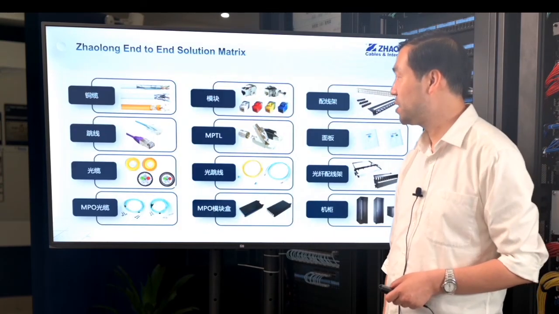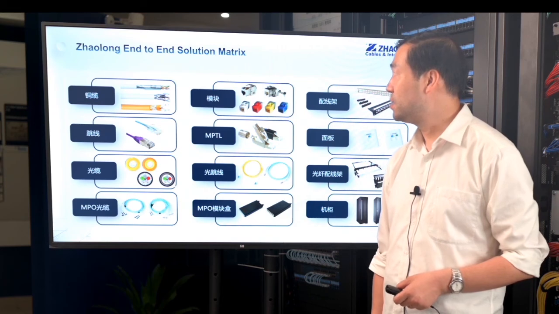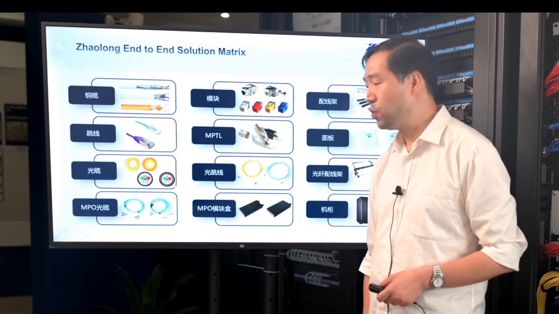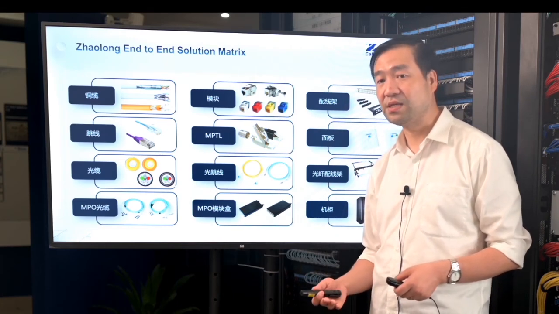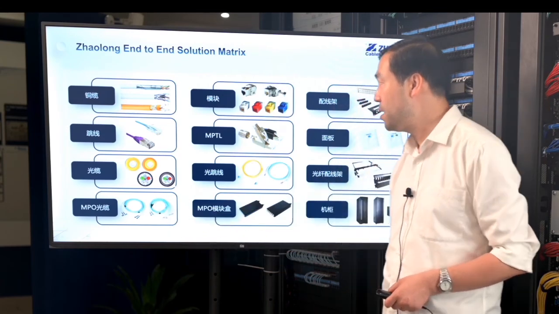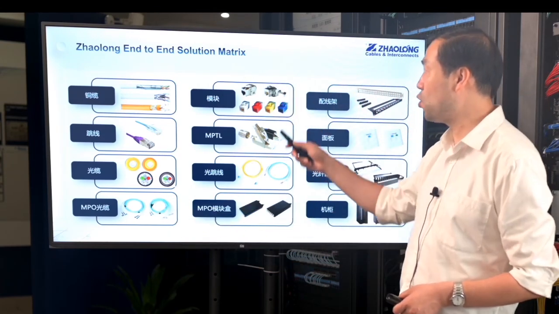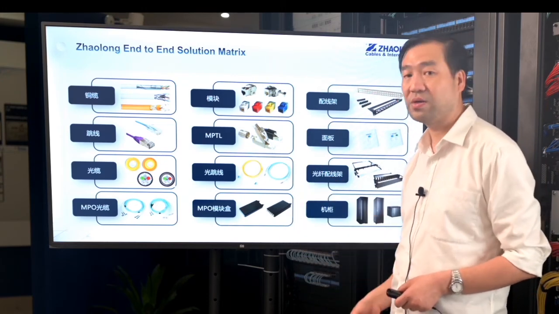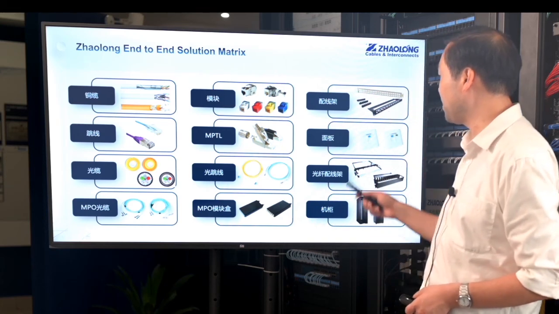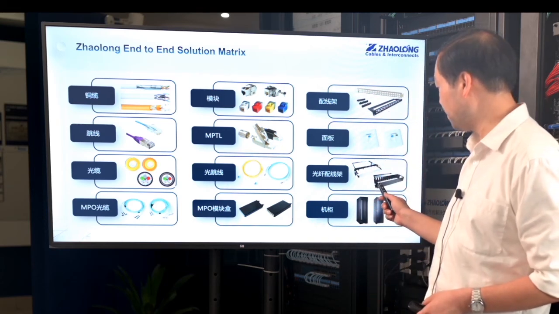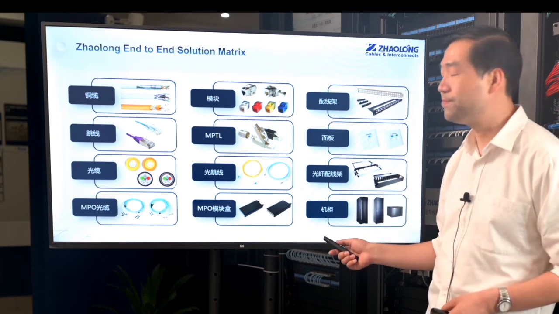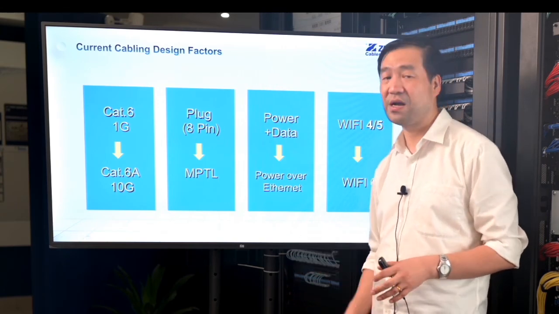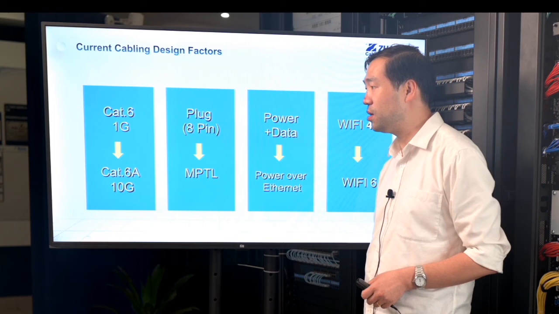So let's see the Zhaolong end-to-end solution matrix. We have the copper, patch cord, FO, fiber optic. We also have a special fiber we used in data center. We call it MPO solution, this one. And we also have the apparatus, including MPTL, the FPC fiber patch cord, and the MPO caster. And we also have the copper patch panel, faceplate, FO shelf, and inclusion.